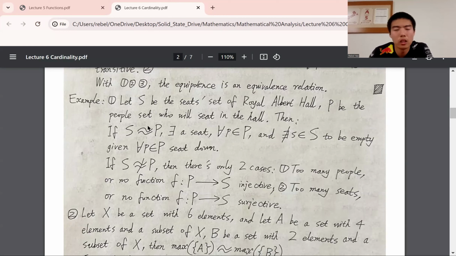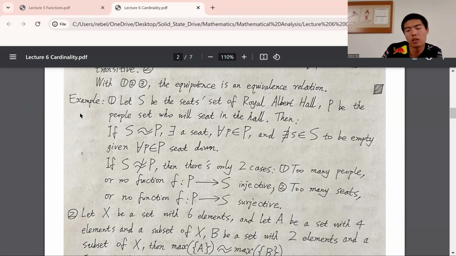And if S has the same cardinality as P, then there exists a seat for all people belonging to P, and there doesn't exist a seat left empty. Give all the people sit down. So this statement means that if the number of people and the number of seats are the same, then we cannot find an empty seat when all the people sit down.